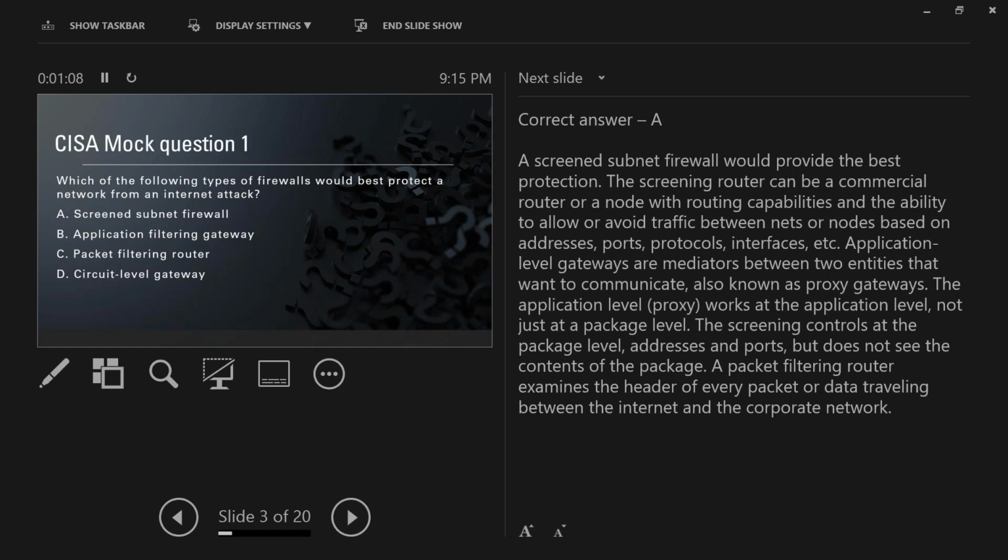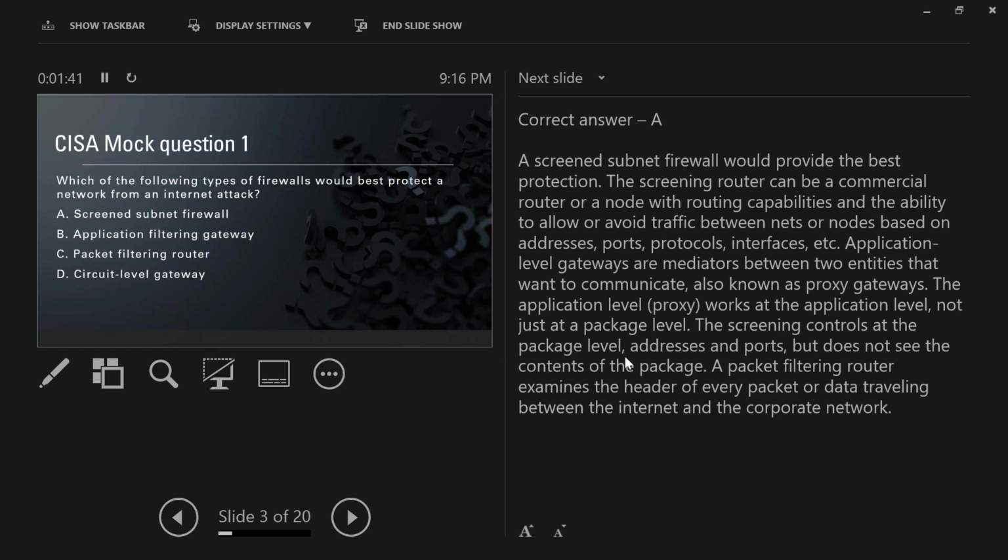Yeah. So a screened subnet firewall would provide the best protection. Screening router can be a commercial router or a node with routing capabilities and ability to allow or avoid traffic between nets or nodes based on the addresses, ports, protocols, etc. Application level gateways are mediators between two entities that want to communicate, both in an external and an internal network, and are also known as proxy gateways. Application level proxy works at an application level, not at a package level.